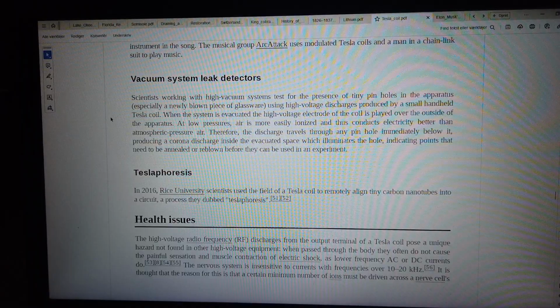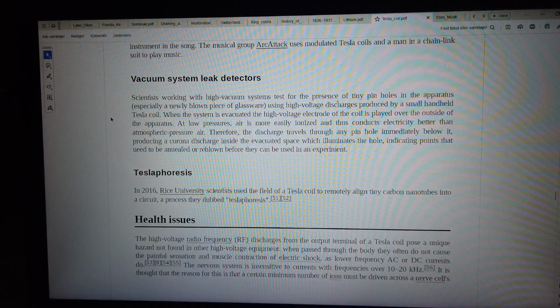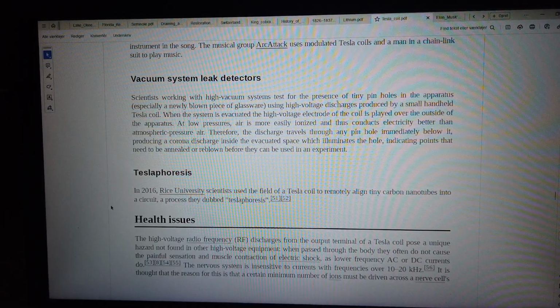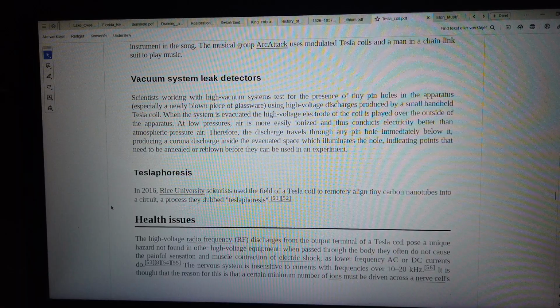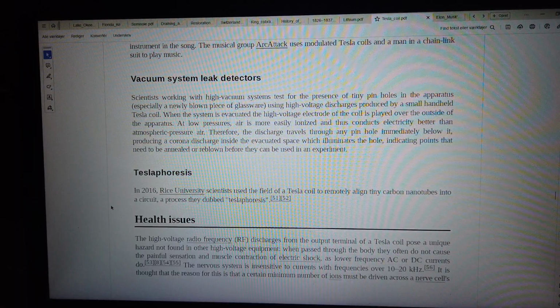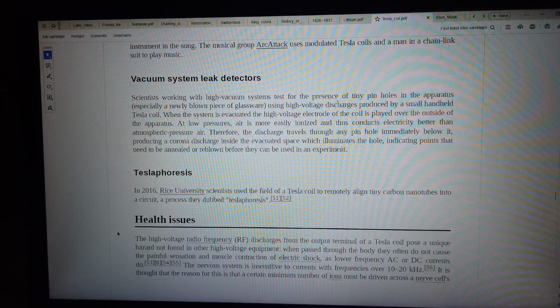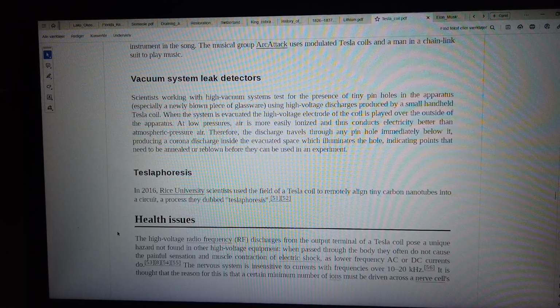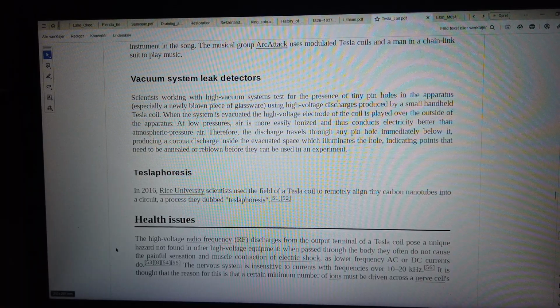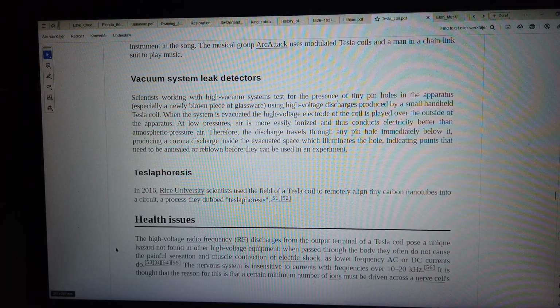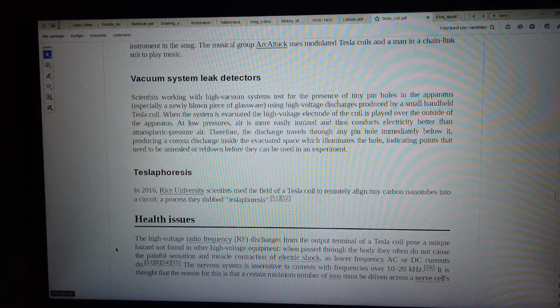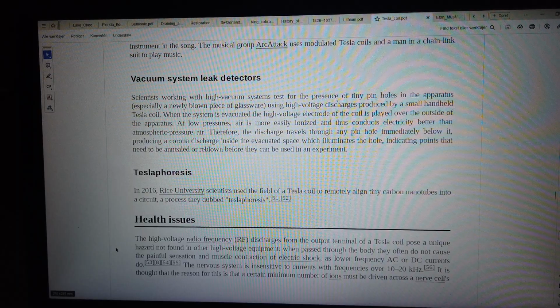Health issues. The high-voltage radio frequency, RF, discharges from the output terminal of a Tesla coil pose a unique hazard not found in other high-voltage equipment. When passed through the body, they often do not cause the painful sensation and muscle contraction of electric shock, as lower frequency AC or DC currents do. The nervous system is insensitive to currents with frequencies over 10-20 kHz.